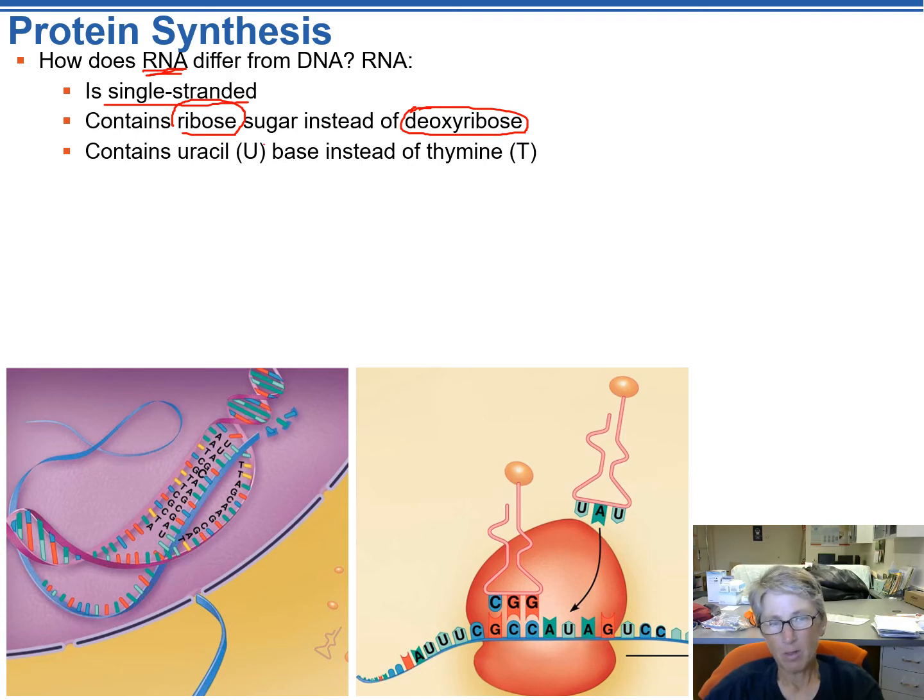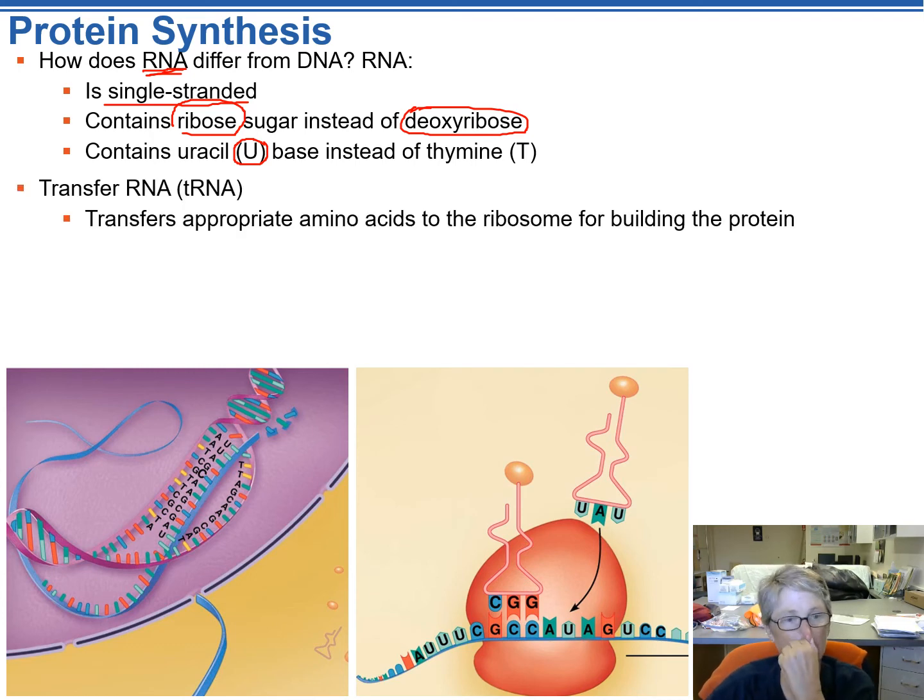And then we talked about this earlier. If you are RNA, you have uracil instead of thymine. So you have U instead of T. All right, and we talked about this guy, transfer RNA, this thing that looks like the bent coat hanger. And transfer RNA transfers appropriate amino acids to the ribosome to build the protein.